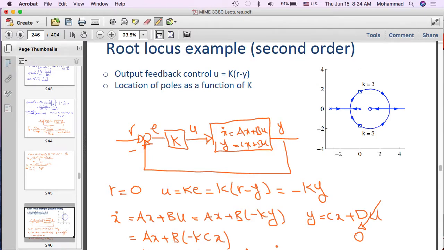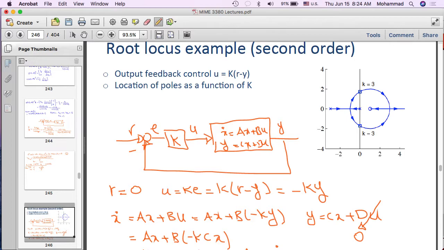So one starts at 0 as we expect, and one starts at -3. These are the open loop poles, and they come closer to each other as k increases. These 2 branches, each showing the location of one of the 2 poles, meet at this place, and then they move on a semicircle. As k increases, they keep changing. The damping ratio keeps decreasing, and eventually at k exactly equal to 3, we have a damping ratio of exactly 0.